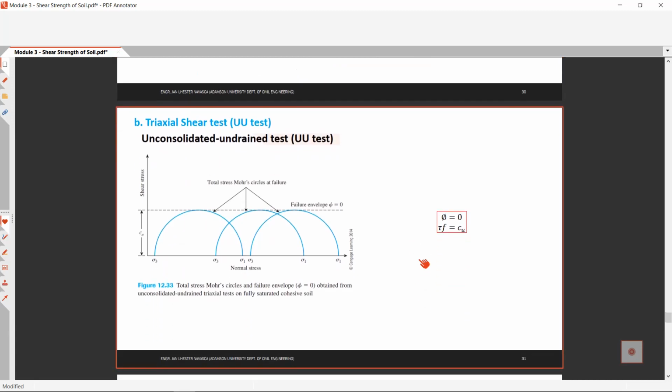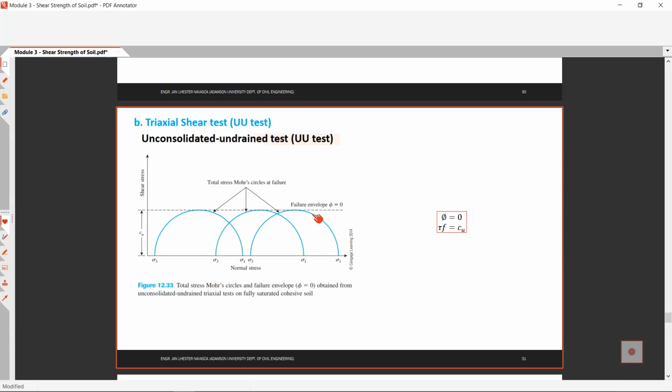So for the unconsolidated undrained test, okay, ito yung Mohr circle na makikita natin for unconsolidated undrained test. So let's say we have this one. Ito yung first trial mo. Okay, the total stress Mohr circle at failure. Okay, so we have the C sub U, that is equals to your shear stress, maximum shear stress. And your phi is equal to 0. Therefore, your failure envelope phi is equals to 0. So ito yung failure envelope mo.